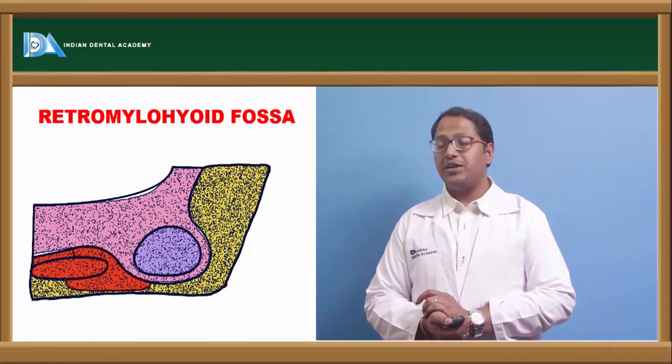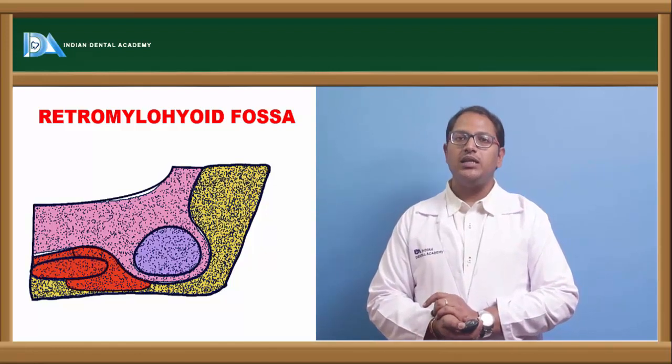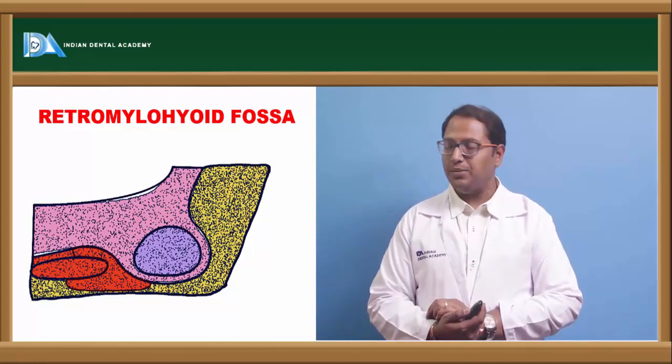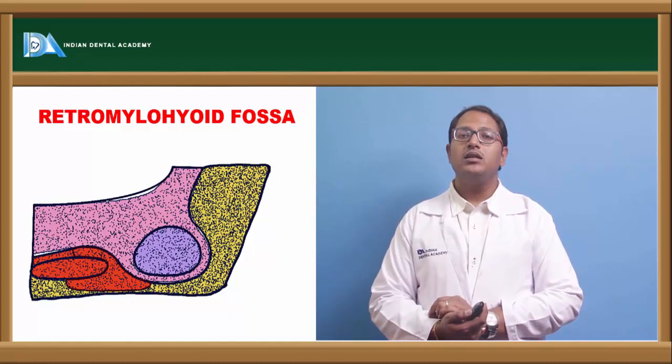Coming up next is the retromylohyoid fossa. Earlier, before the new Boucher edition had come up, this was considered under the limiting structures.